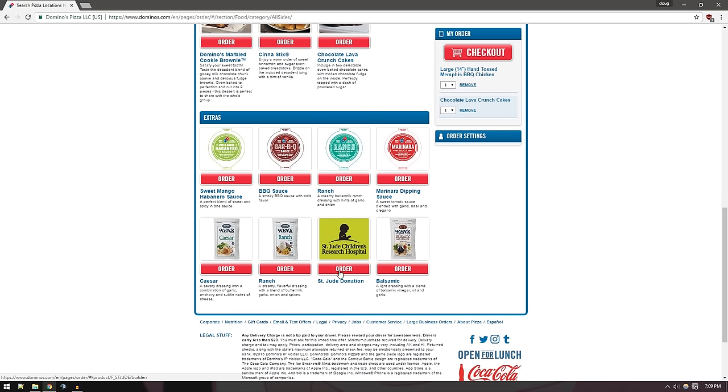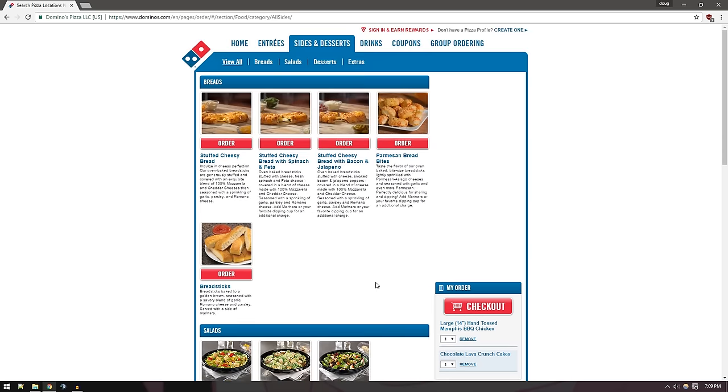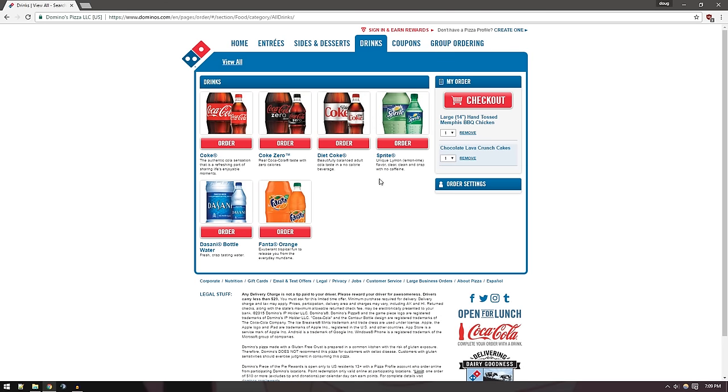Really? Who gets the St. Jude's Children's Hospital thing? Idiots. The drink tab is really easy, because if you live in a house, you've got drinks already. A lot of people can get right by this without any problems.